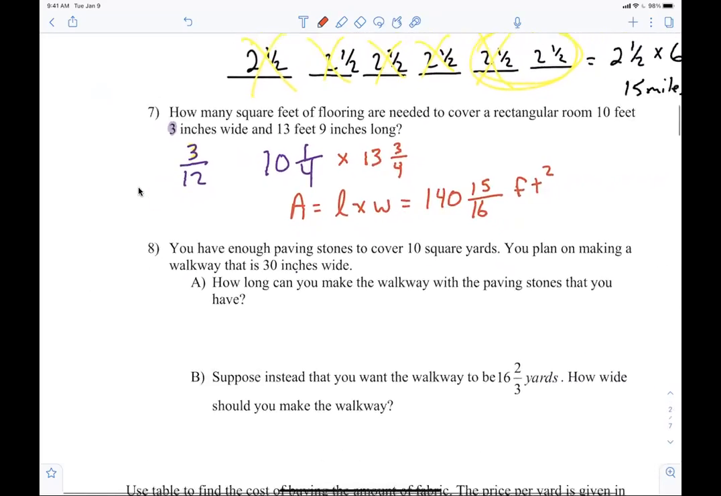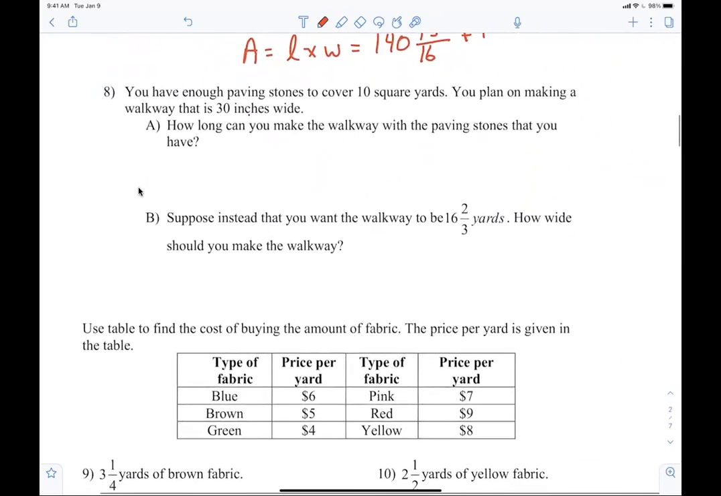Number 8, Wilson, read. You have enough savings to cover 10 square yards. You plan on making a walkway that is 30 inches long. How long do you make the walkway? So what's the problem here? What are you thinking?